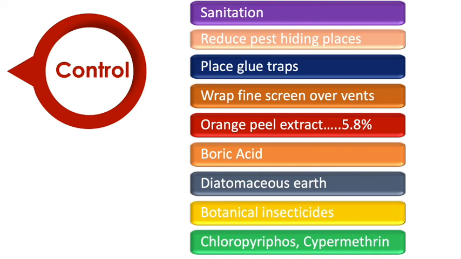Dust boric acid lightly into the cracks, crevices, wall voids, and other insect hiding places. This powder clings to the legs of the cockroach, antennae, and bodies of insects and acts as a stomach poison when consumed during grooming.